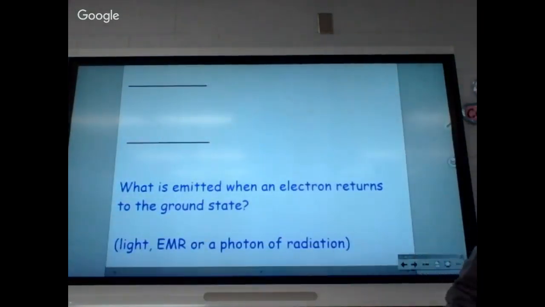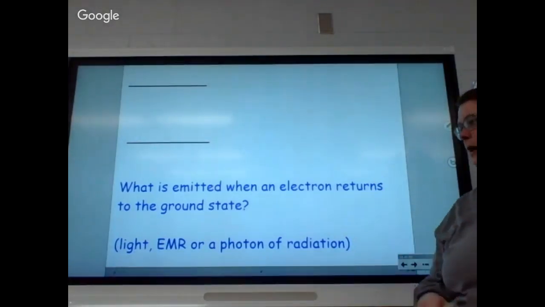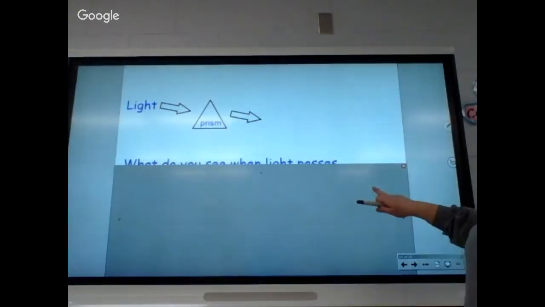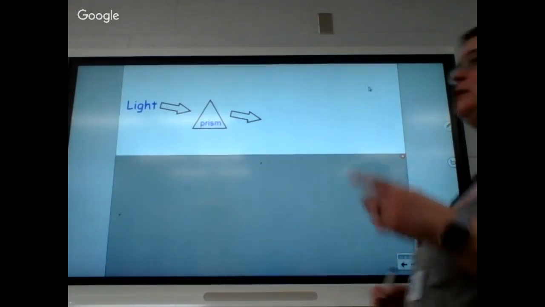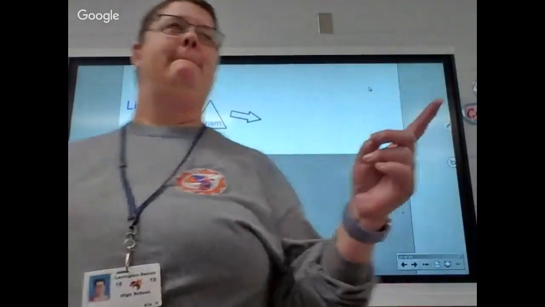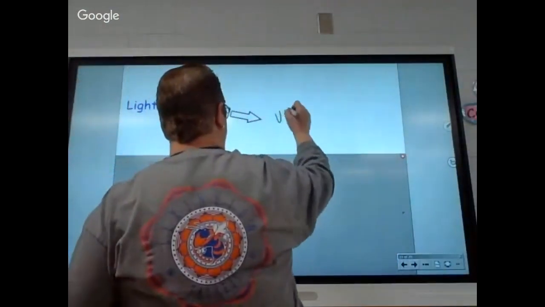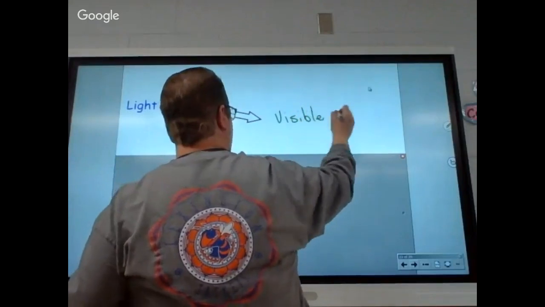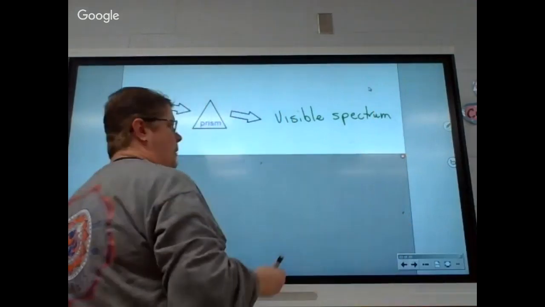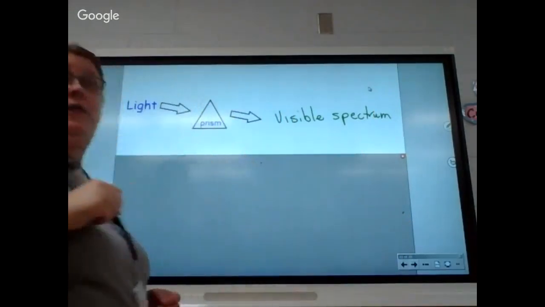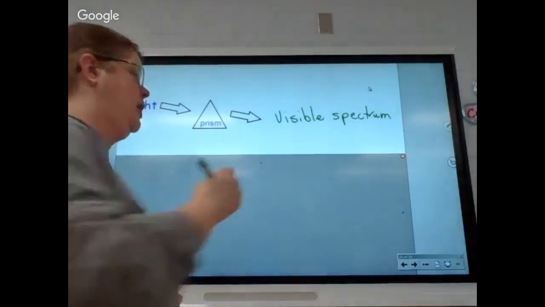We don't need those lines at the top. What is emitted when an electron returns to the ground state? We've already done that. Moving on. All right. When light goes through a prism, what do we see? What color? I need something a little more. All right, what spectrum? I need a name. Visible spectrum. There we go. Really good. It's called the visible spectrum. A lot of you guys will just say the rainbow, but it's called the visible spectrum. We talked about how to know the order of the colors yesterday.